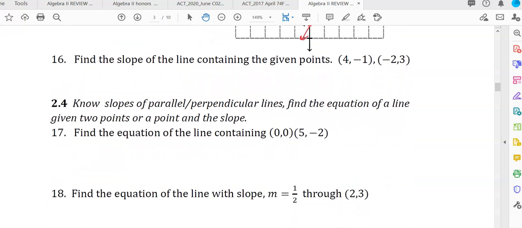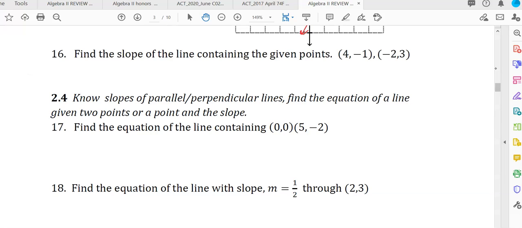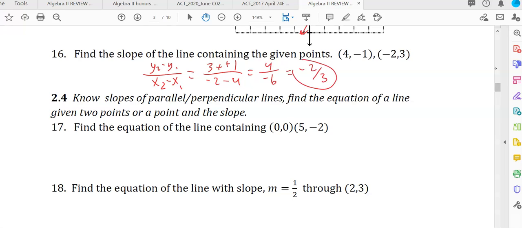Find the slope of the line containing these points. So the slope formula, you need to know that, is y2 minus y1 over x2 minus x1. So this would be 3 minus -1 over -2 minus 4, which is 4 over -6, which is -2/3.